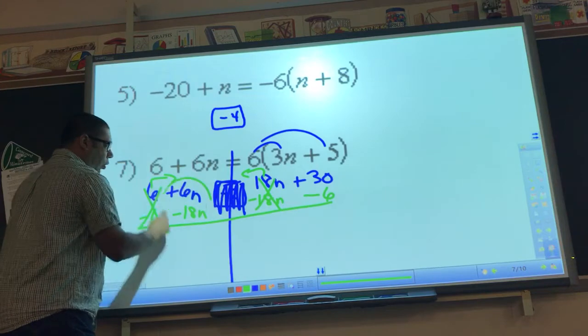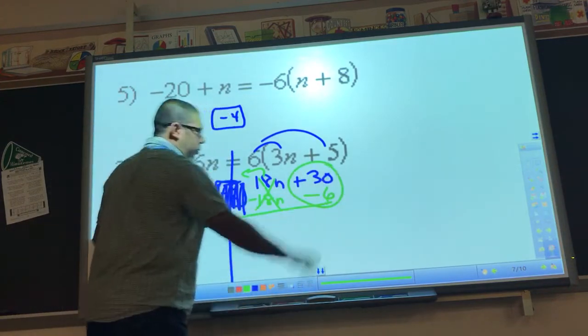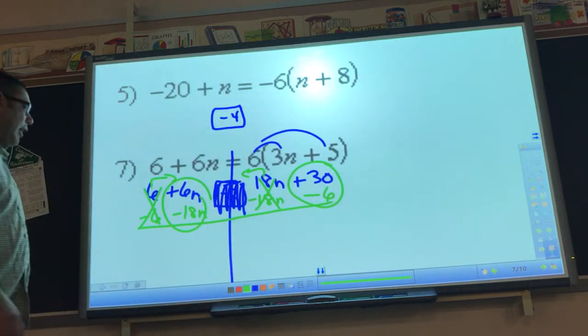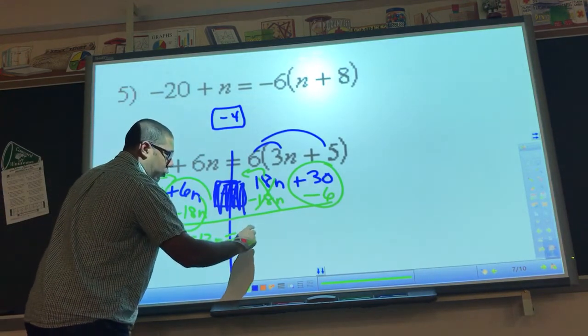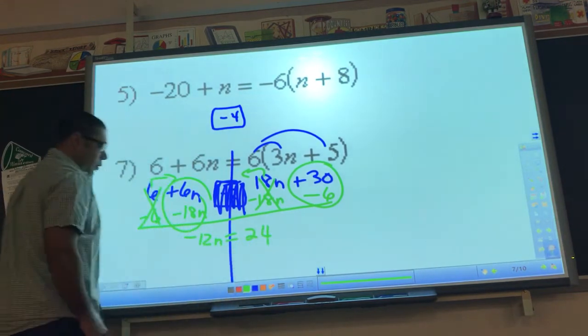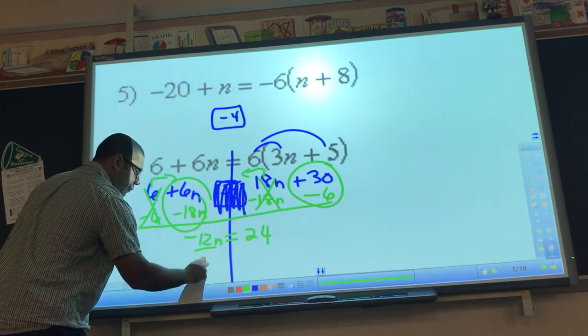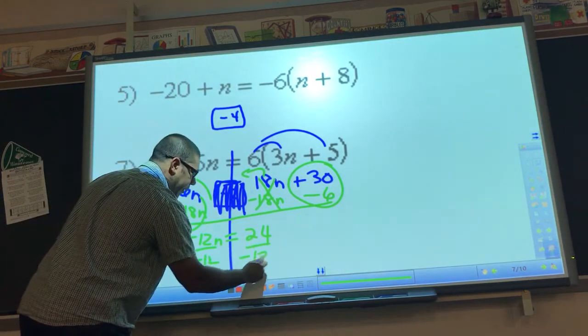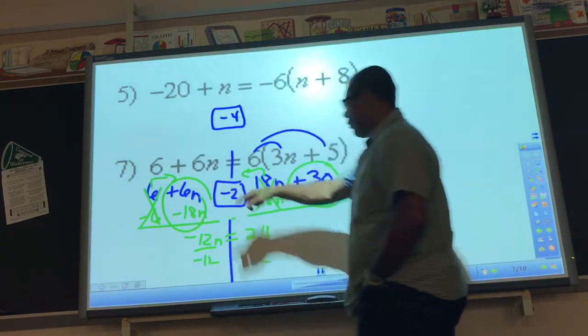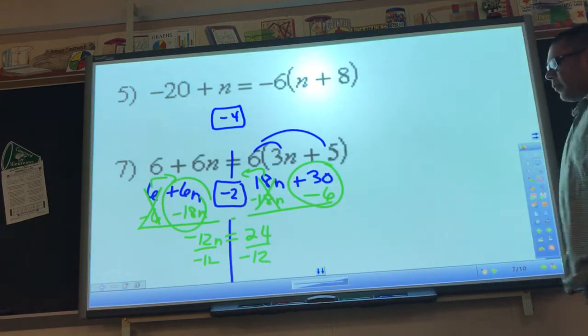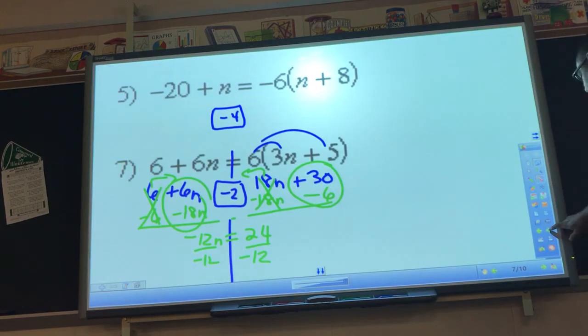Remember, my goal is to get the variable term and non-variable terms on opposite sides. So it's going to be negative 12n equals 24. I finish him by dividing by negative 12. And that's where that answer of negative 2 came from. Okay, n equals negative 2.